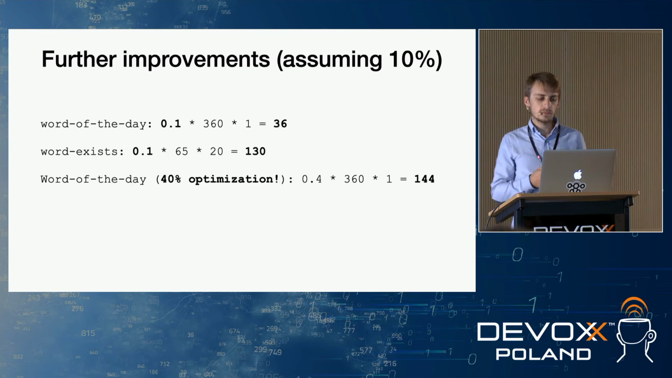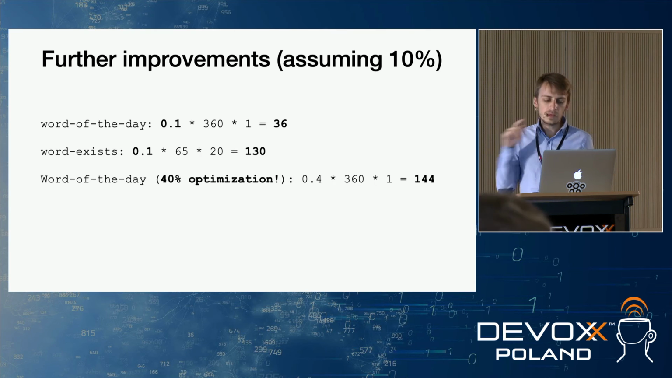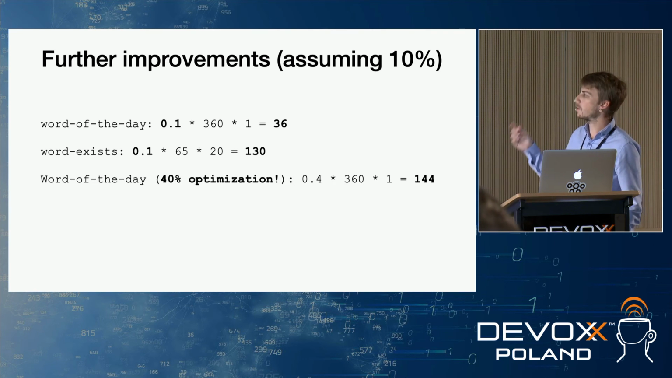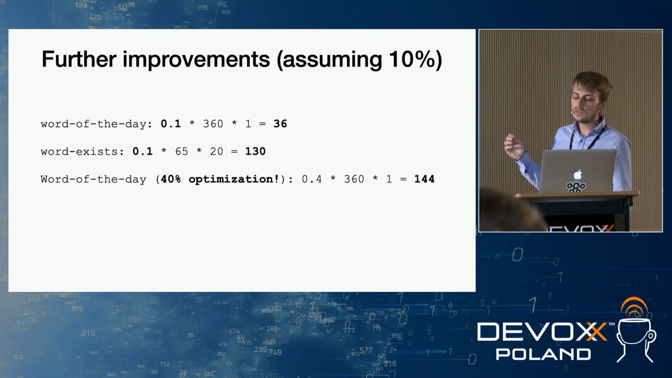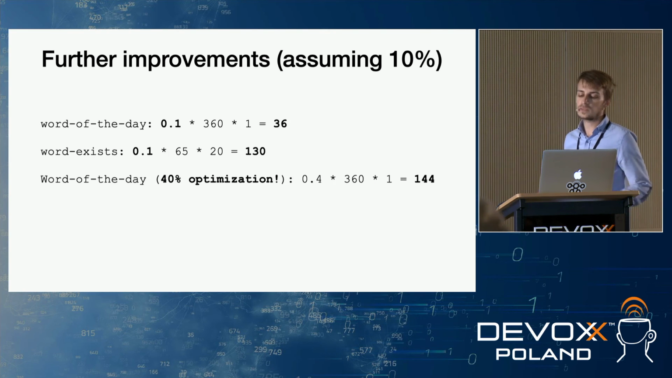So let's assume that we can further improve the performance of both endpoints by 10%. For the word of the day, it will give us 36 milliseconds of time savings because we have only one request per second. So 10% from this one total latency will be 36. And improving the word exists performance by a further 10% will give us 130 milliseconds of time savings because we have 20 requests per second.